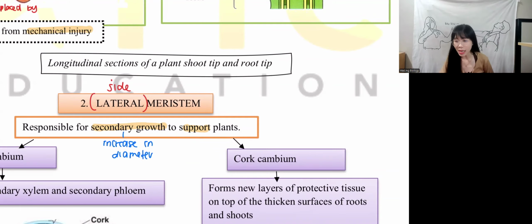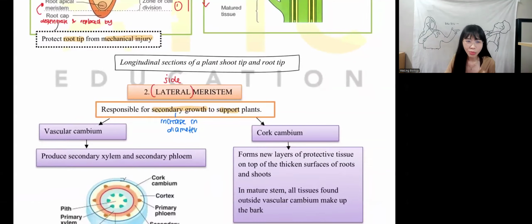Can you say increase in girth also? Or you can say increase in circumference also, yeah? But diameter is better, because girth we usually use for muscle girth. Diameter is better, but it's a correct way to understand it. Okay, now lateral meristem, we have two cambium.